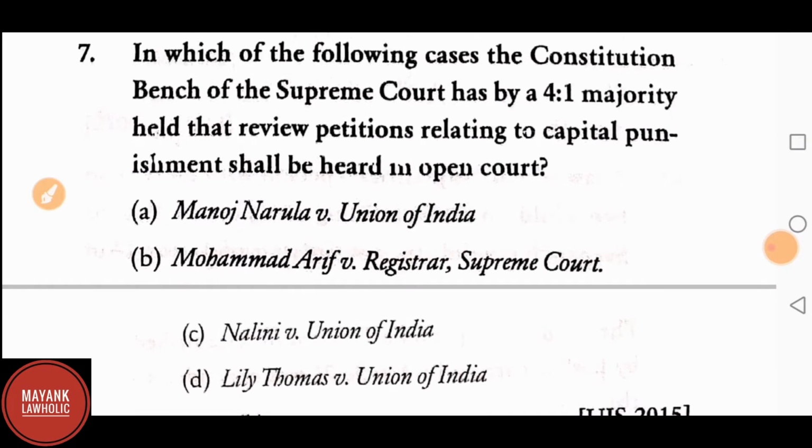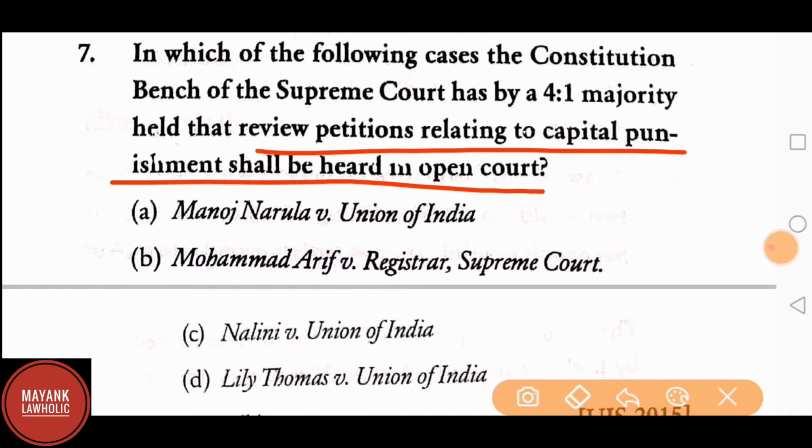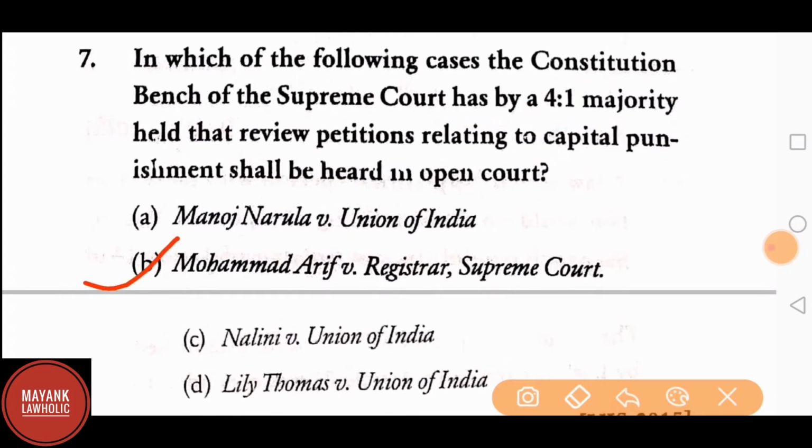Question number 7. In which of the following cases the Constitution Bench of the Supreme Court has by a 4:1 majority held that review petitions relating to capital punishment shall be heard in open court? A. Manoj Narula versus Union of India, B. Muhammad Arif versus Registrar Supreme Court, C. Nalini versus Union of India, D. Lily Thomas versus Union of India. The answer is B. Muhammad Arif versus Registrar Supreme Court.